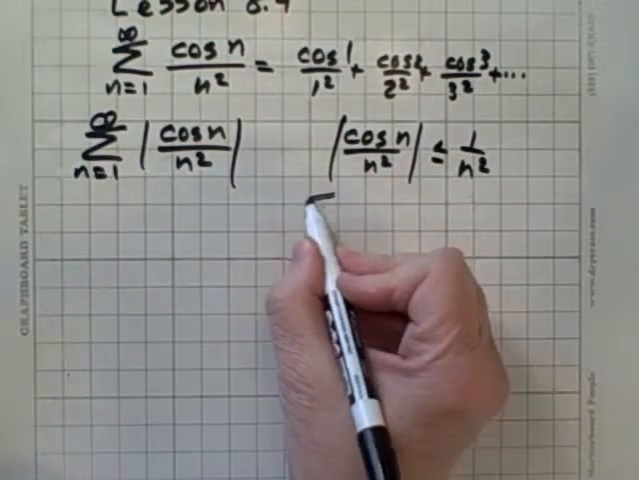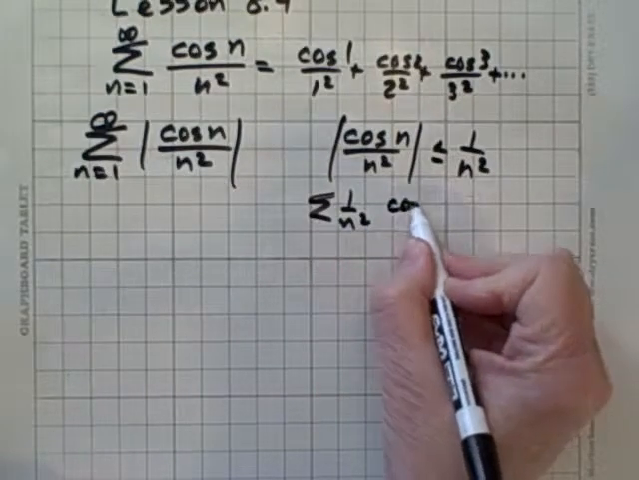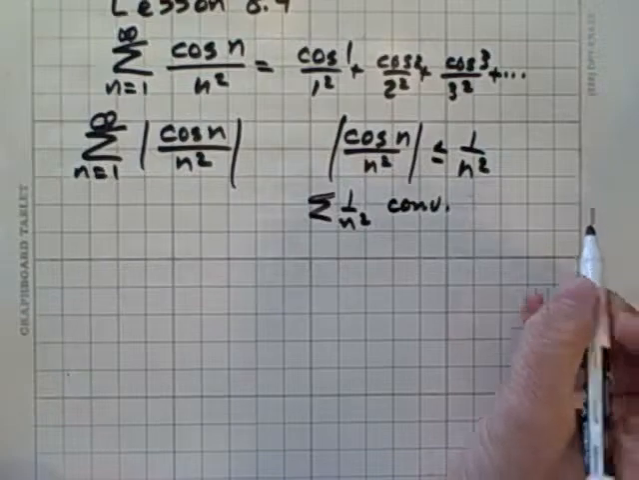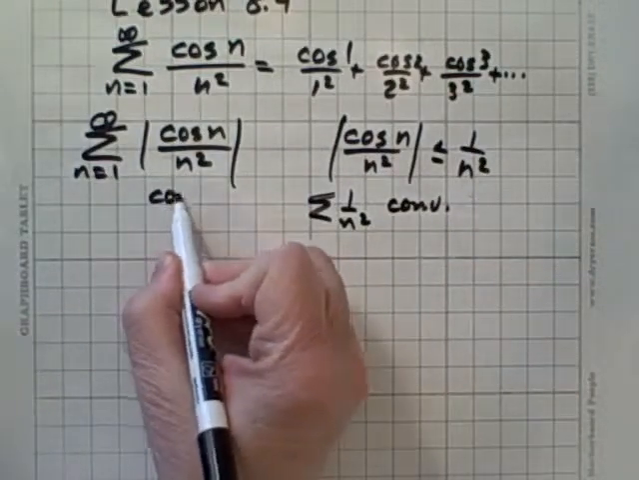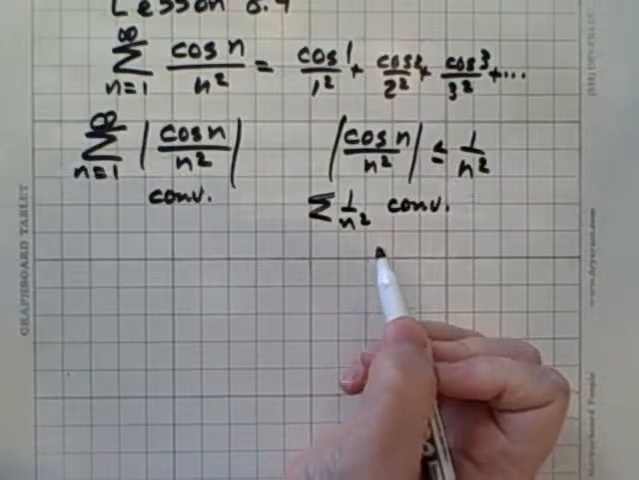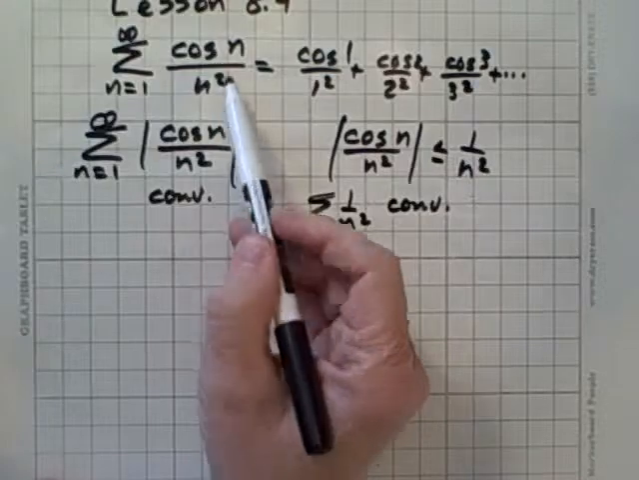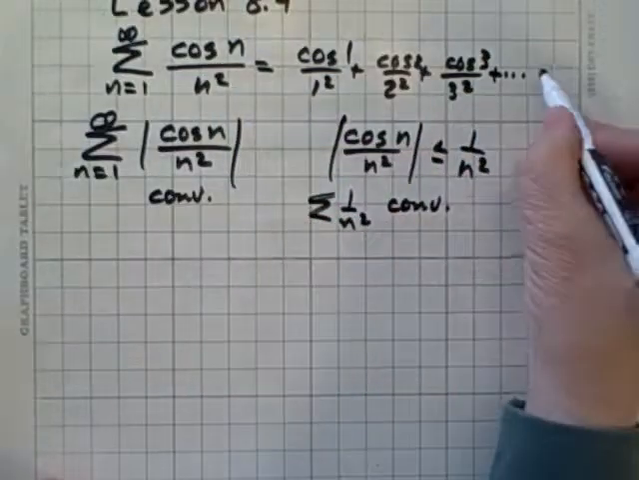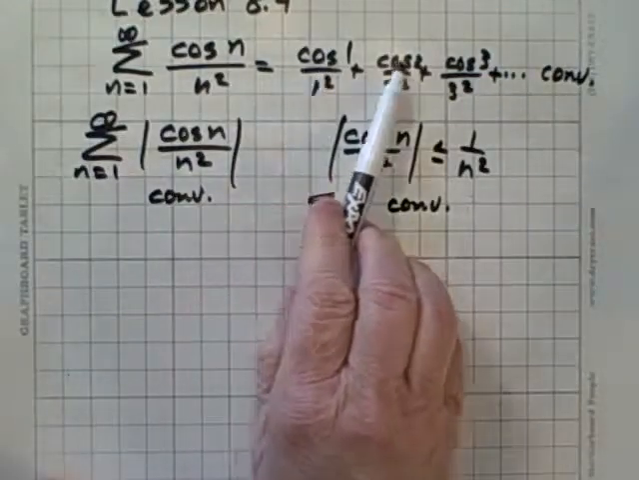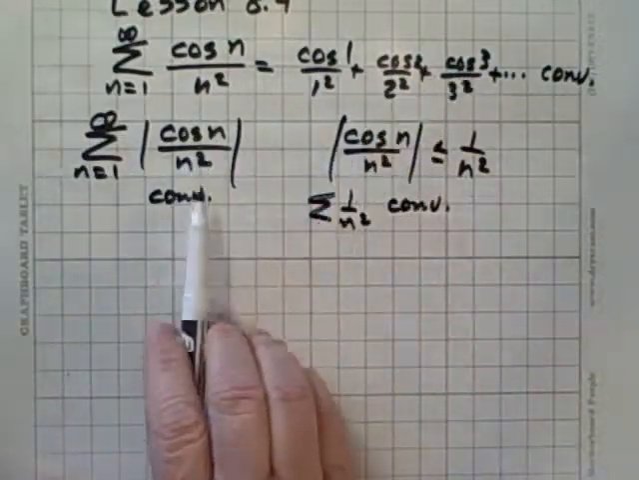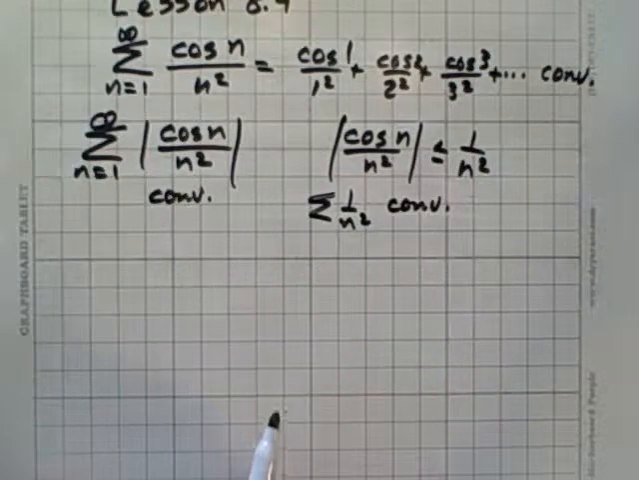We know that the series 1 over n squared is convergent, and therefore by the comparison test, this series is convergent, which by absolute convergence means the one without absolute value is also convergent. So this is a little bit of an unusual example, but more than anything, the absolute value helps us with the ratio test, which I will show you next.